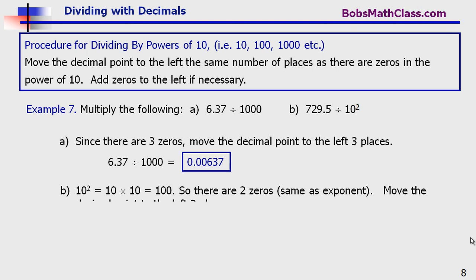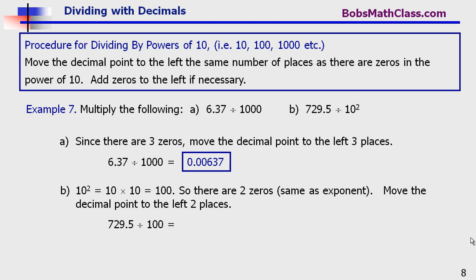Okay, next problem. Now 10 squared means 10 times 10, which is 100. So there are 2 zeros, and it's always going to be the same as the exponent. So 10 to the third would have 3 zeros. 10 to the fourth would have 4 zeros. 10 to the fifth, right, 5 zeros. So we're going to move the decimal point to the left 2 places.